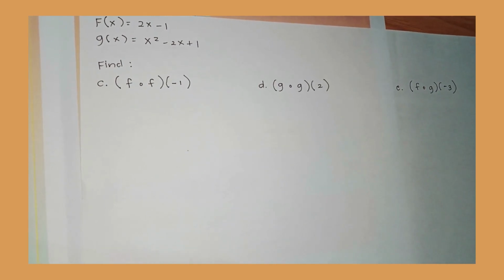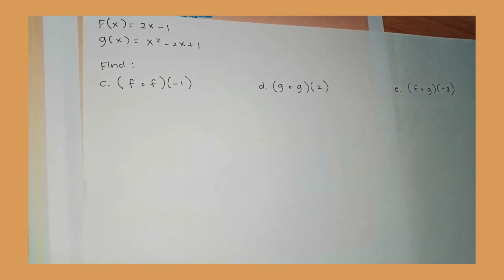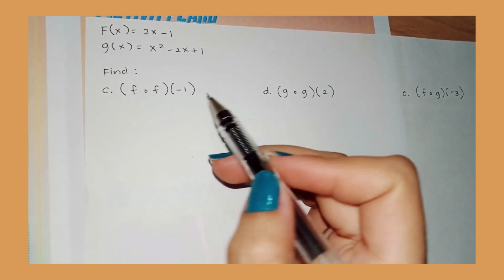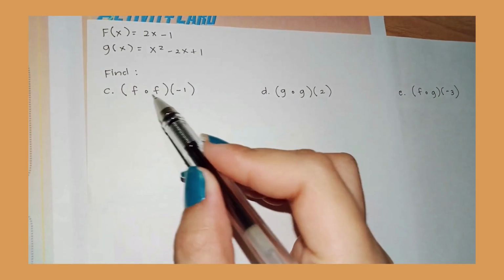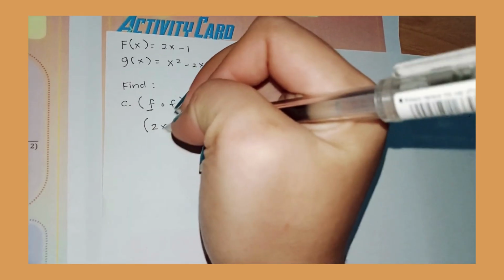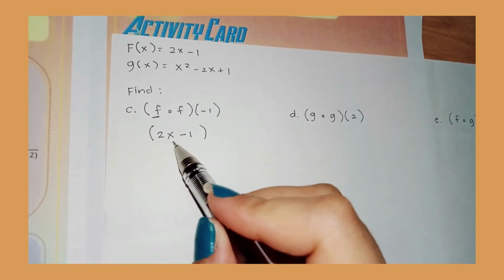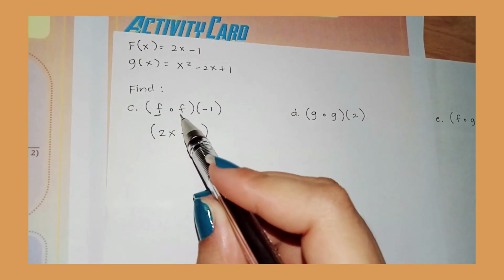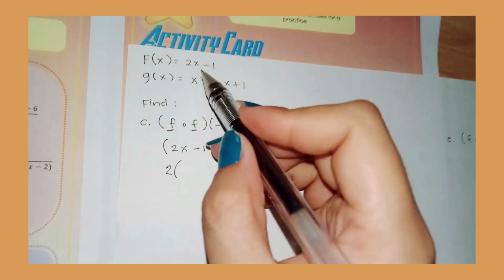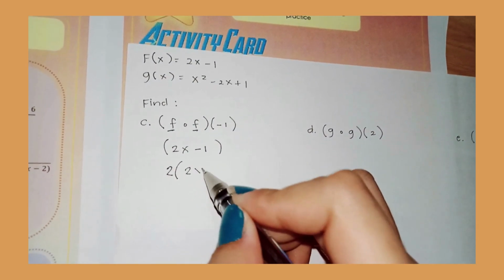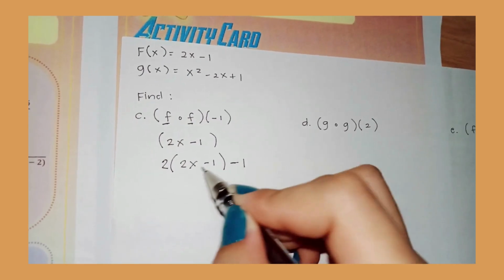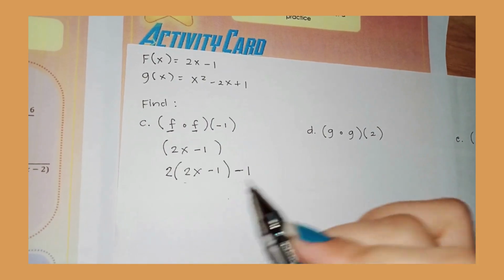Example letter C, f circle f of negative 1. So, ito naman, meron na tayong given negative 1 dito. So, yung gagawin natin, hanapin muna natin yung f circle f. Yung f natin, kopyahin, that is 2x minus 1. And then, yung x na nandito, papalitan natin ng f ulit. Bring down natin yung 2. Yung x, papalitan ko ng 2x minus 1. And then, meron pa natirang negative 1. So, yung x, pinalitan ko ng 2x minus 1.